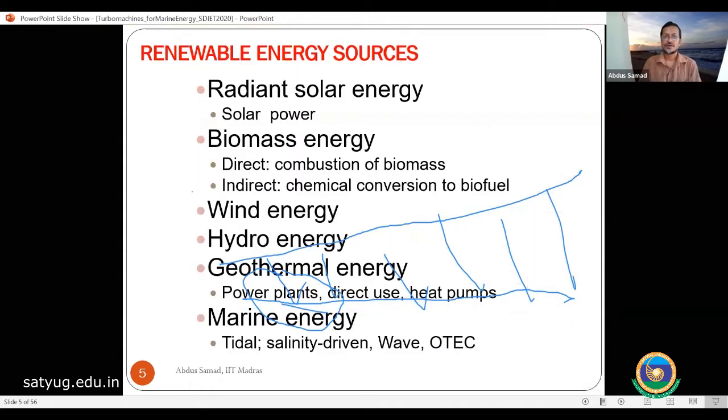So what are the different renewable sources? Renewable sources doesn't mean only the solar energy or wind energy. We have many other sources.